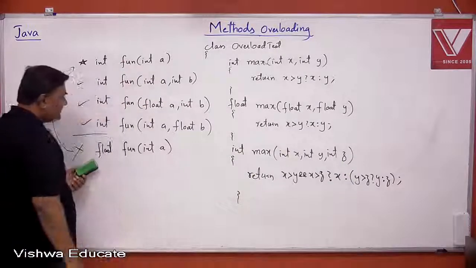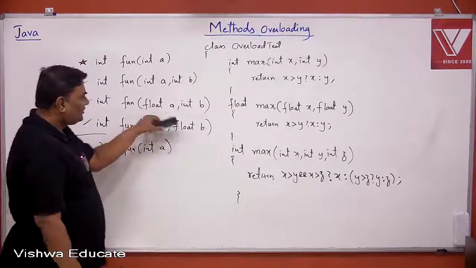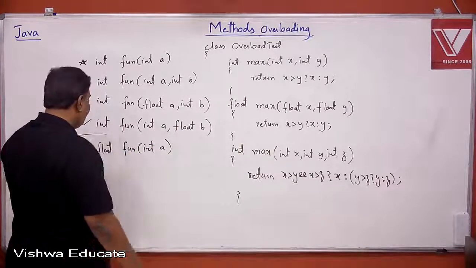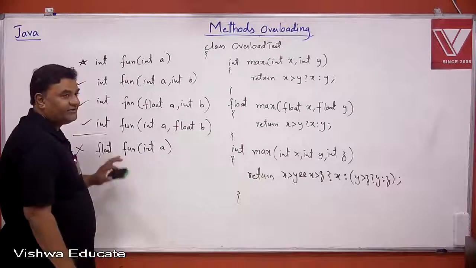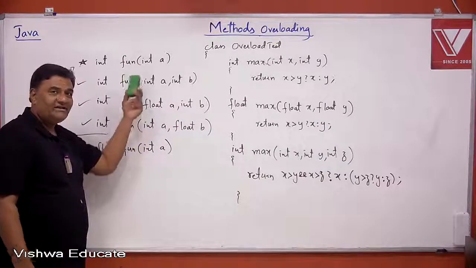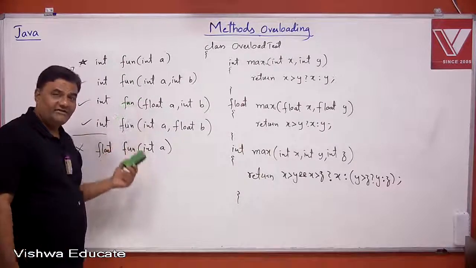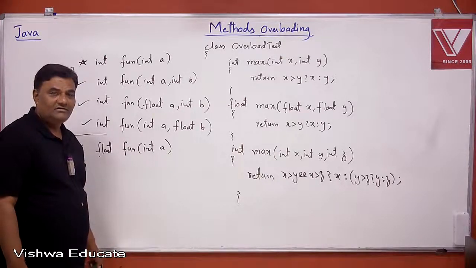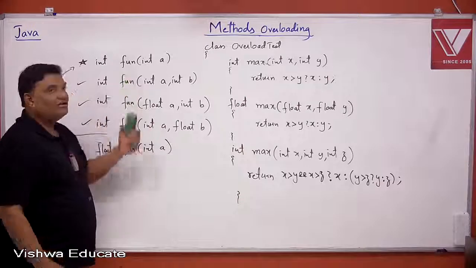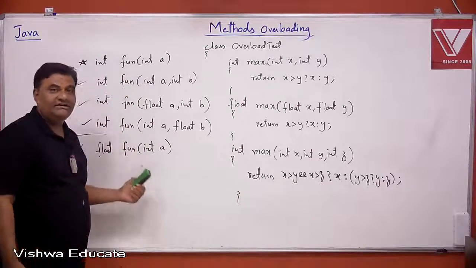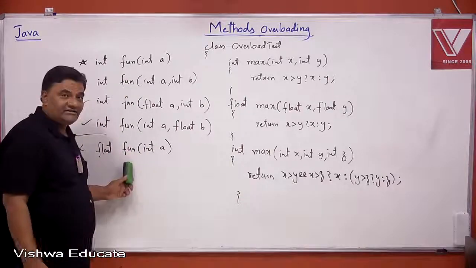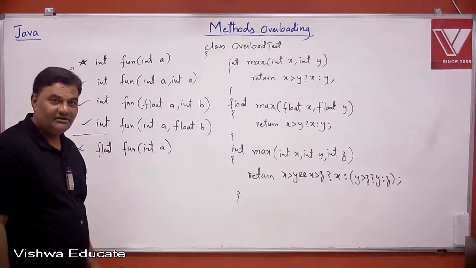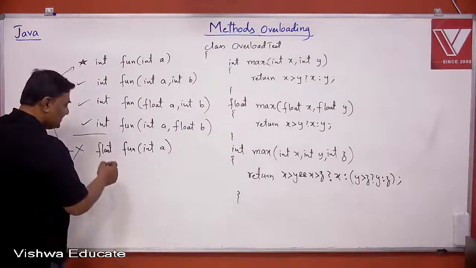Alright. So return type is not considered. The order of parameter is different. Okay, they are different, no problem. But if the return type is different, they are not different methods. So the compiler says redefinition of a method. Again, you are defining the same method. Or method fun is already defined. Why are you defining it again? So a return type is not considered in overloading. This is important.